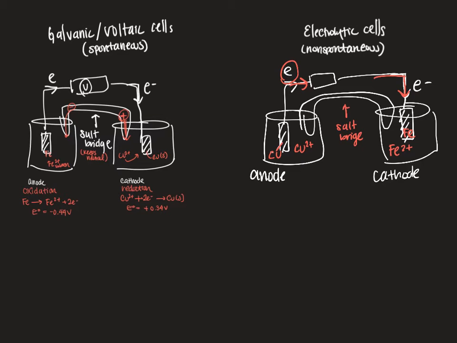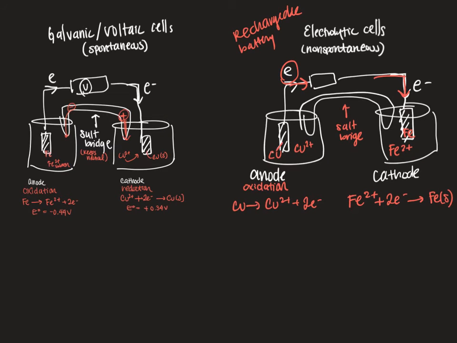In this case, our anode is our place of oxidation. But it's a little bit different because we're going to take copper and oxidize it into Cu2+ plus 2 electrons. And then at the cathode, we're going to take our Fe2+, add some electrons, and make some solid iron. Cool. So that's what's going on in each of these. Think of this as like a rechargeable battery.